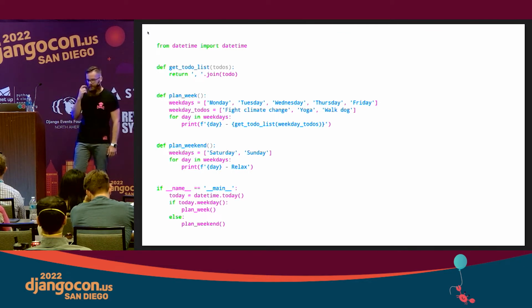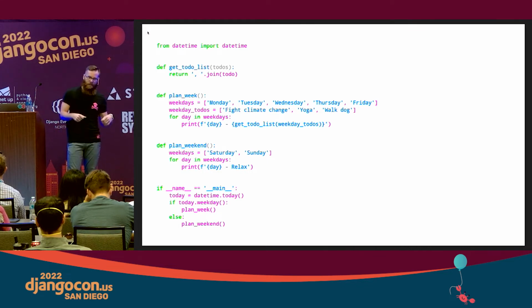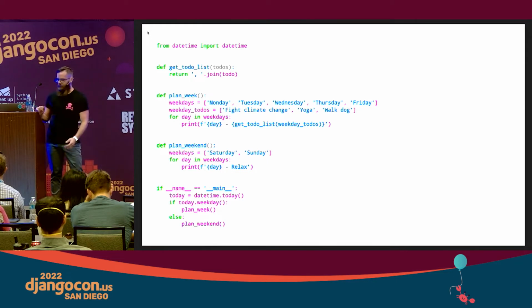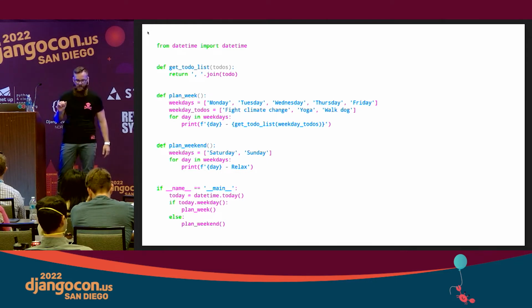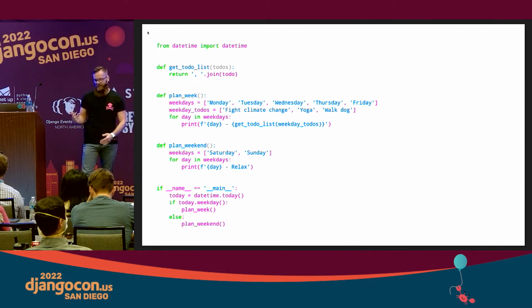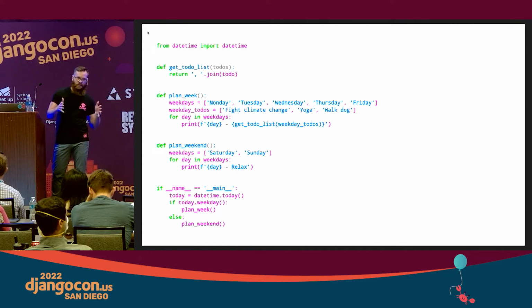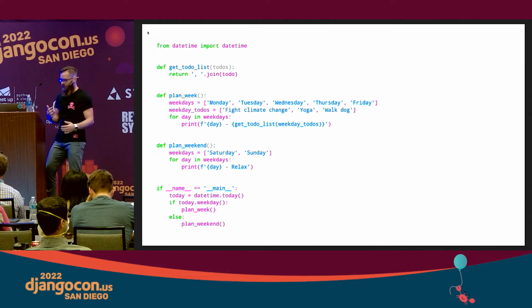We don't have that luxury necessarily in Python. A lot of times you won't see an error until you actually execute that line of code. If you were to look into the code here, you would notice there's a typo in this get to-do list function, because the variable is called to-do, and I'm passing in to-dos. Very easy thing to miss, and you're only going to notice it on the weekday. If you run it during the weekend, the code's going to work.